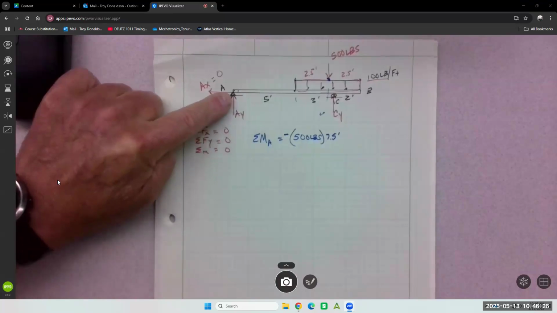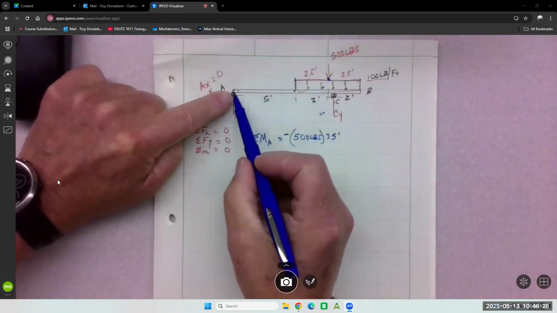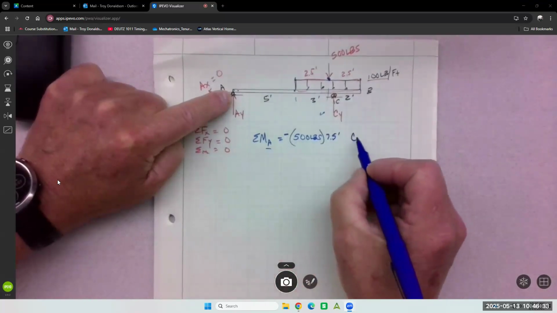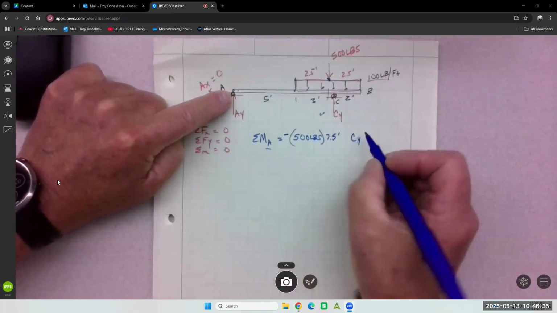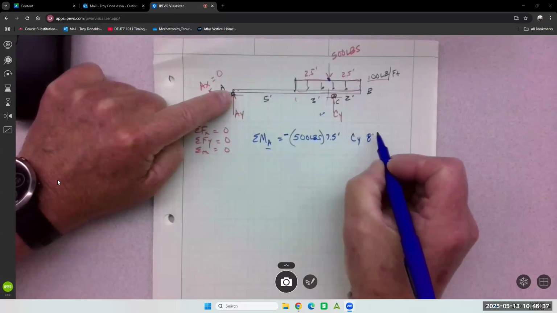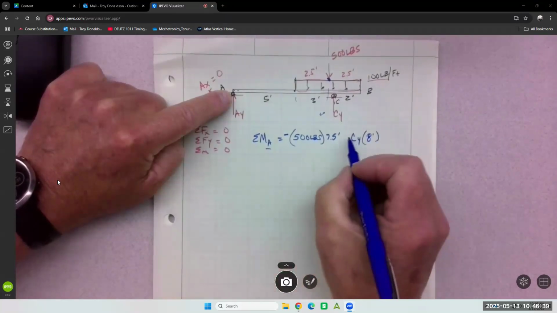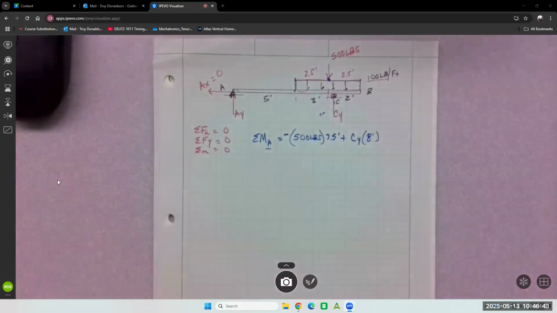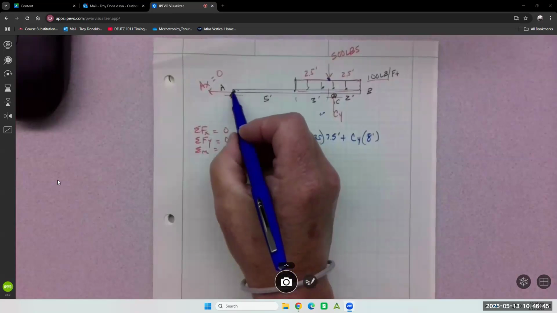And then what other force creates a moment about our point A? Because we're doing it about A. CY. And that is CY times 8. And that's positive because it goes the other direction, counterclockwise. And AY drops out because it goes right through the point.